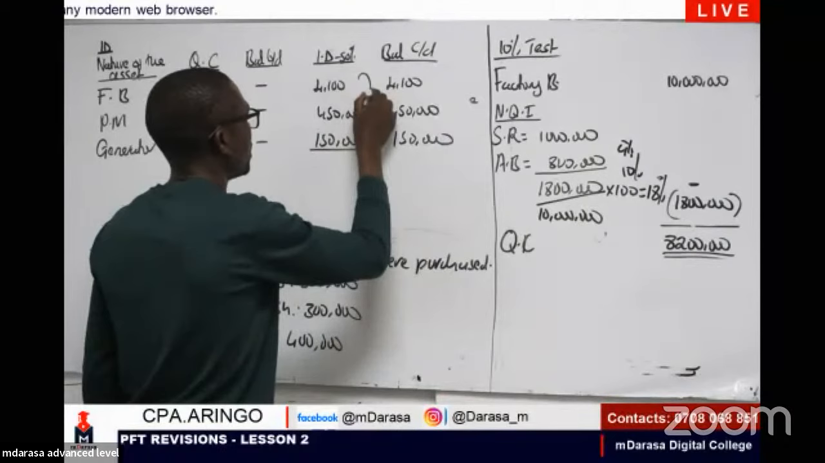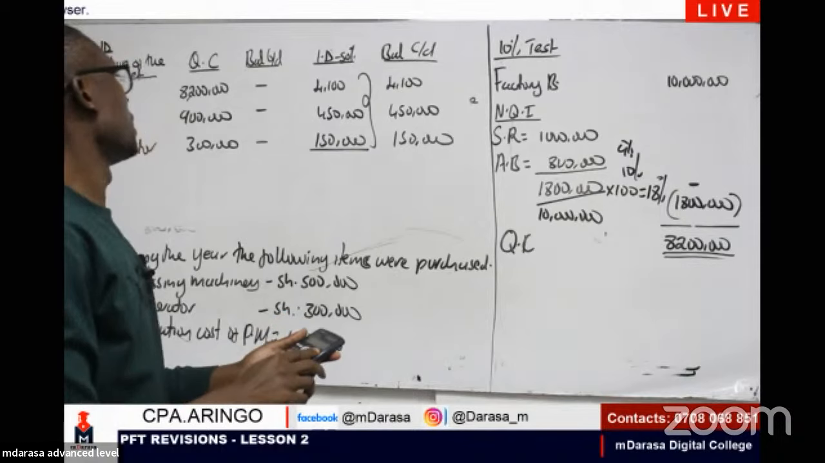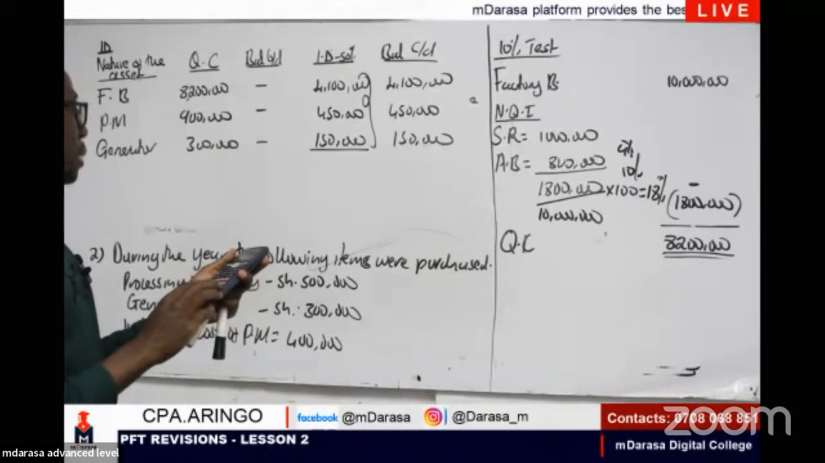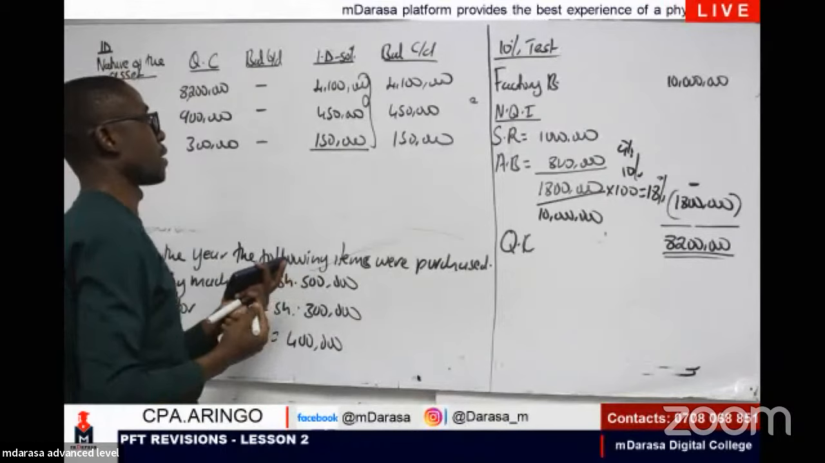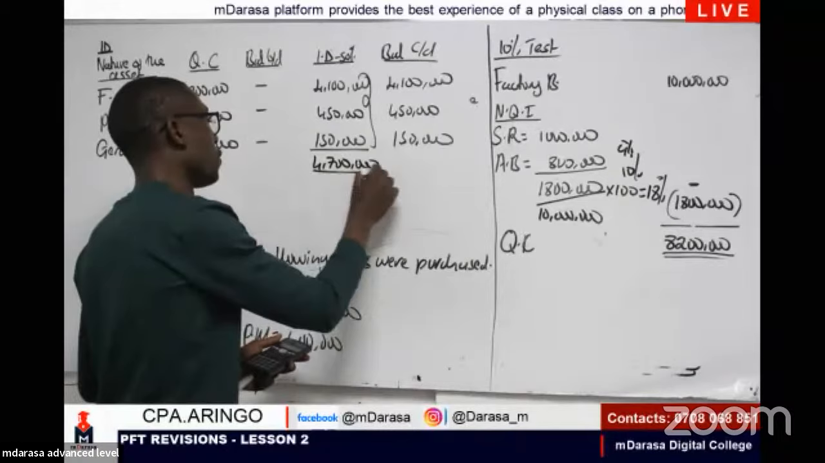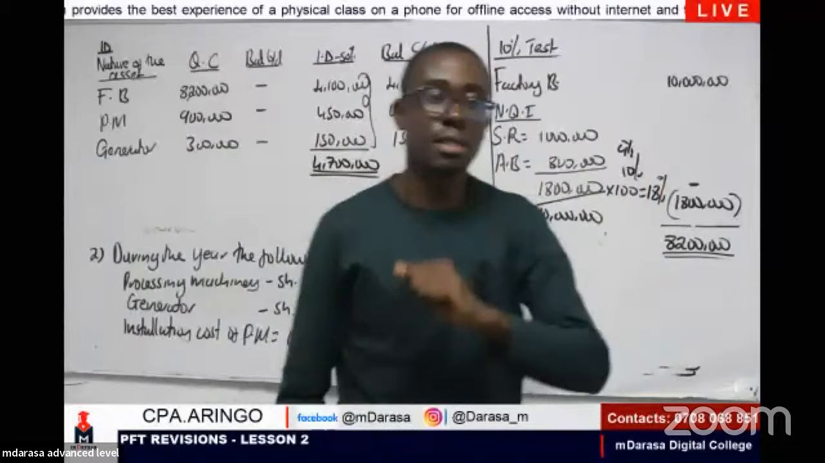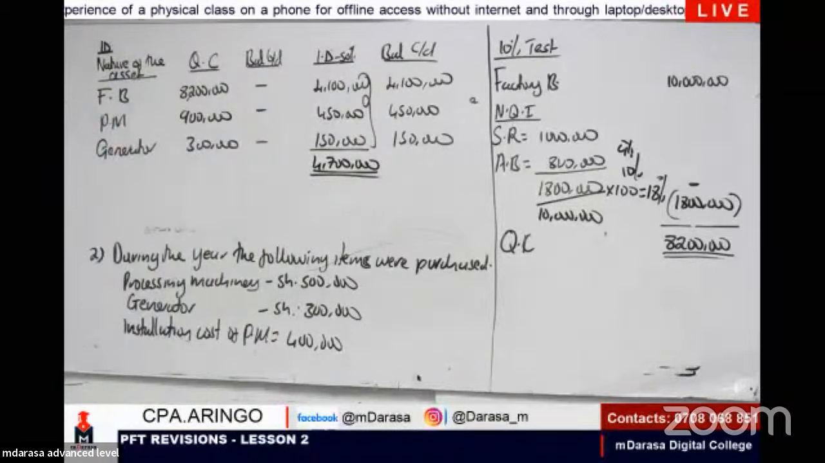So my focus basically is on these items. My focus is on IID. So that is, of course, 4.1 million. Let us have it in full. So I'm having 4.1 plus 450 plus 150. This should give us a figure of 4.7. So very confidently, my IID is going to be 4.7. A very simple illustration of what IID entails. At that point, guys, any question before we proceed to the second item, which is IBD? Any question?